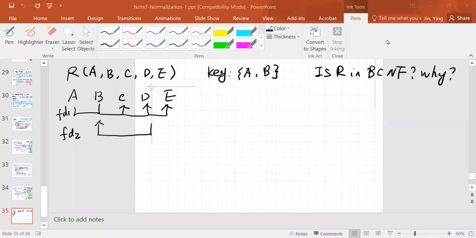So let's see this question. Is this BCNF or not? Let's answer in a similar way. We want to check each functional dependency. After FD1, the left-hand side is AB, and we know AB is the key, so this is a super key.